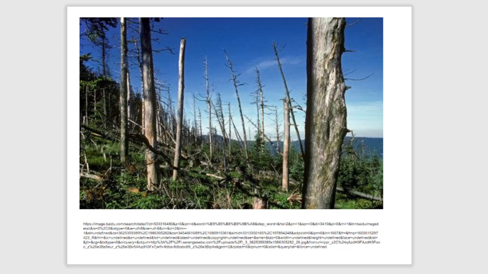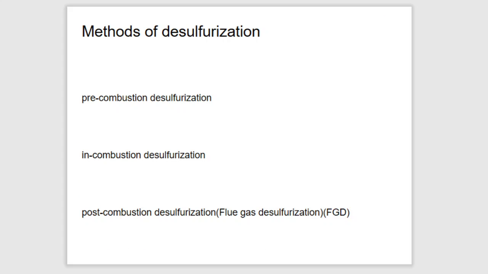So now let's talk about the desulfurization methods. The methods of desulfurization can be divided into three parts by stages: pre-combustion desulfurization, in-combustion desulfurization, and post-combustion desulfurization, which is flue gas desulfurization (FGD). That's what I'm going to talk about today.